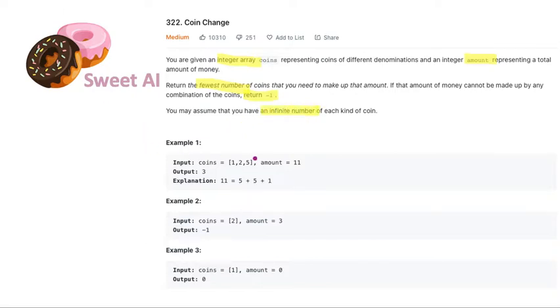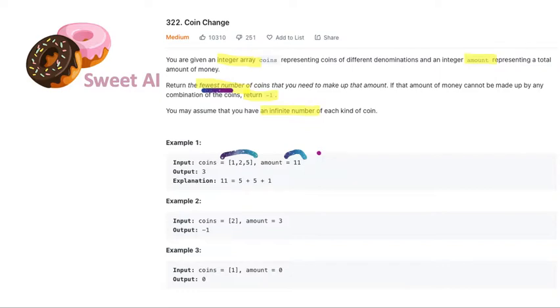So the question is saying a number of different coins are given and an amount. We should make this amount using different combinations of these coins. And what we should pay attention to is that we should make it with the fewest number of coins.